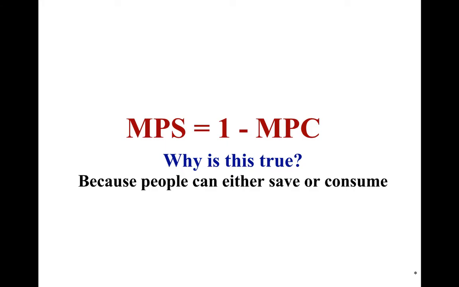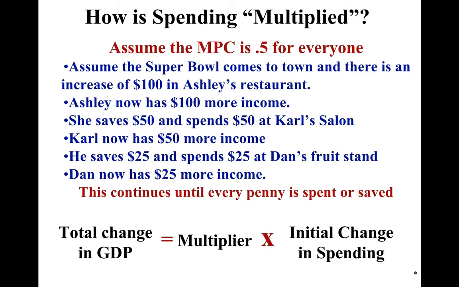So let's figure out how much spending is multiplied. Assume MPC is 0.5 for everybody. So everybody in this society has a 0.5 MPC. Super Bowl comes to town. There's an increase of $100 in Ashley's restaurant. So she's got $100. How much is she going to spend? She's going to spend 50 because MPC is 0.5, right? So she spends 50 at Carl's Salon. She saves the other 50.